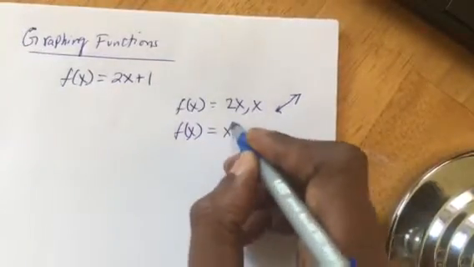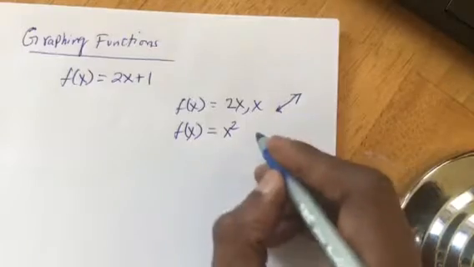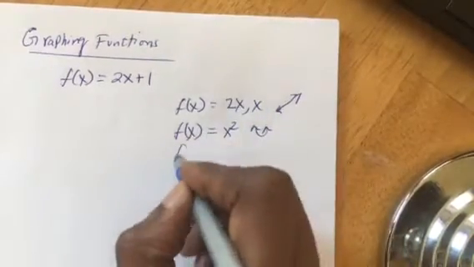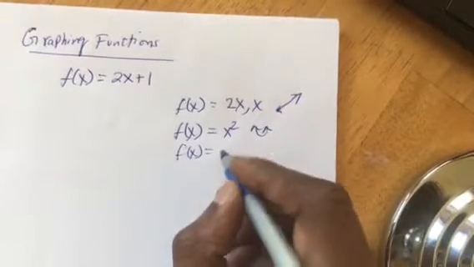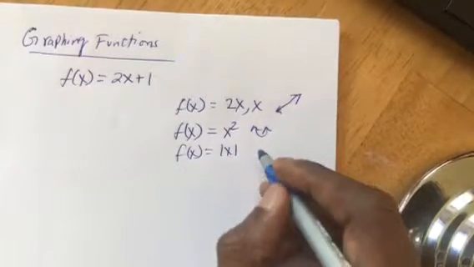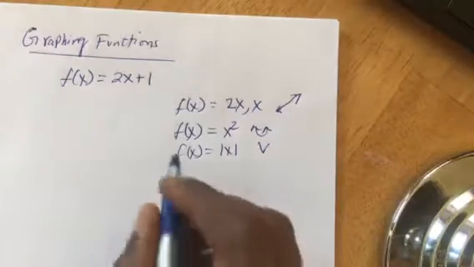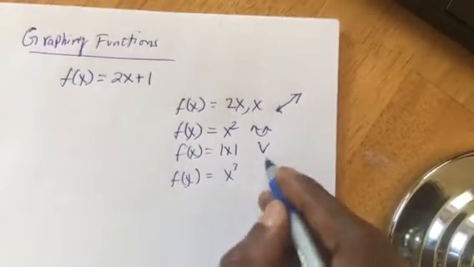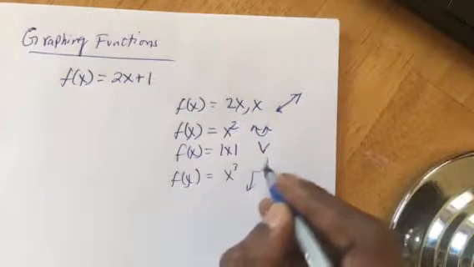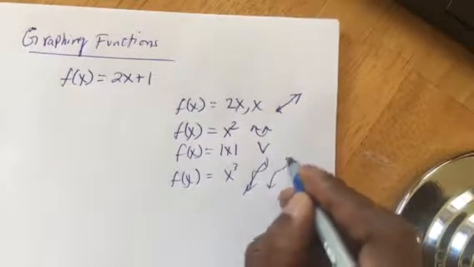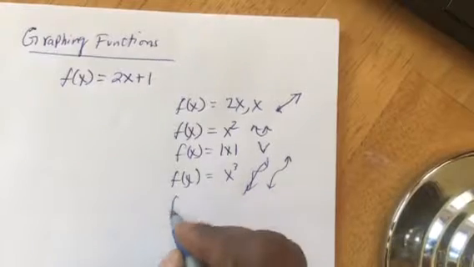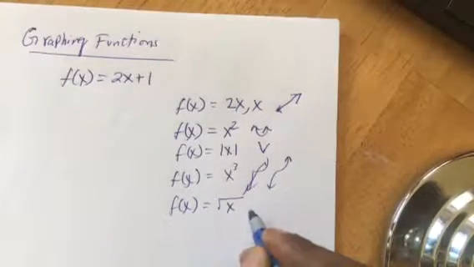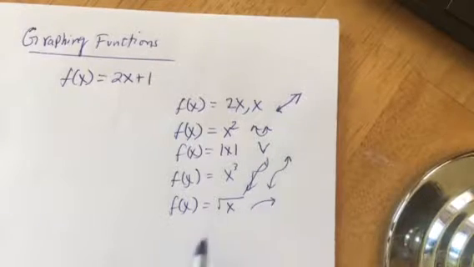So if you have f of x equals x squared, it's very important that you understand you get a parabola. If you have f of x equals absolute value of x, you get a v-shaped graph. If you have f of x equals x cubed, you'll get a graph that looks like that. If you have f of x equals square root of x, you get a graph that's shaped like that.